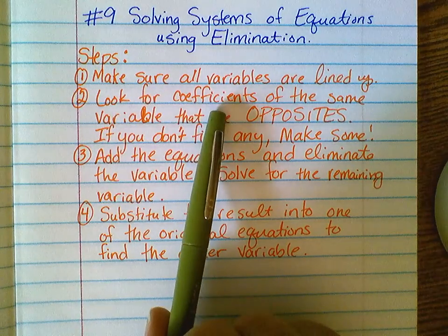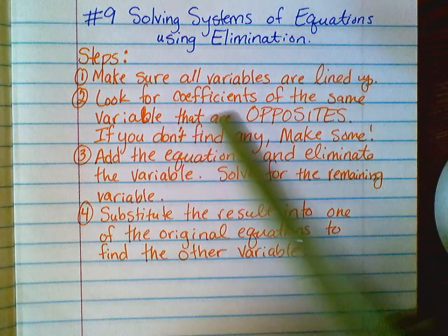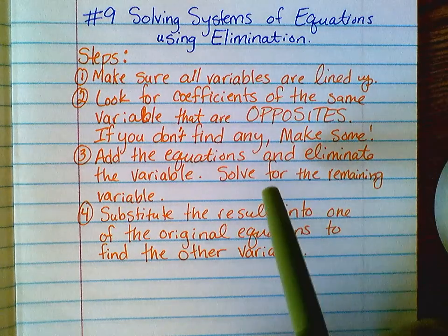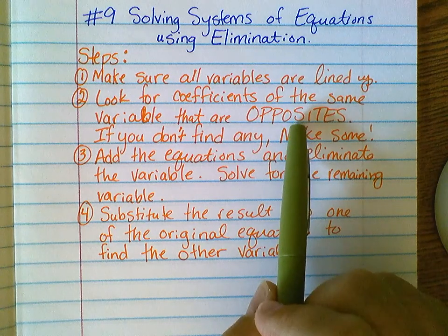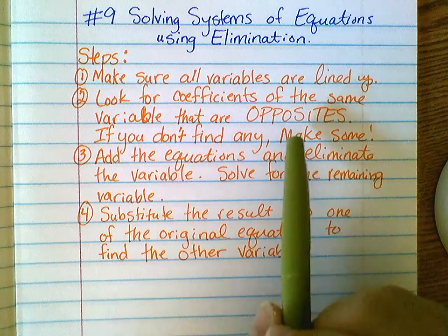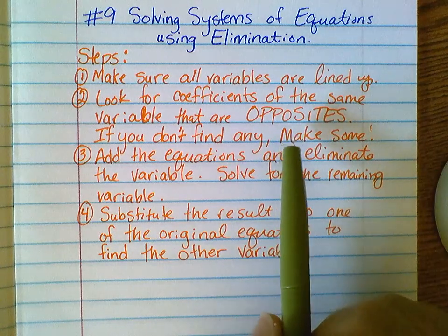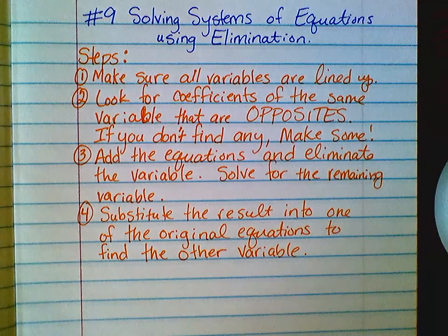Then you're going to look for the coefficients of the same variable. So both x's, both y's, or whatever the variables are. They need to be the same, but the coefficients need to be opposite. So a positive 2 and a negative 2. Those are opposites of each other. Same number, opposite signs. And if you don't find any, you can make some.